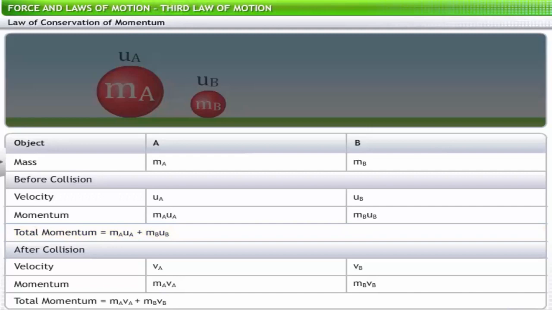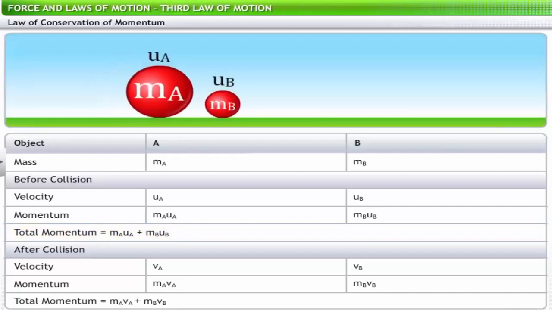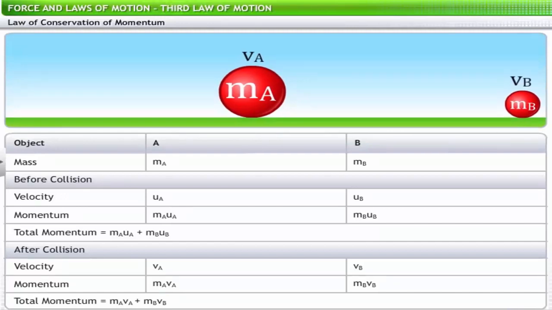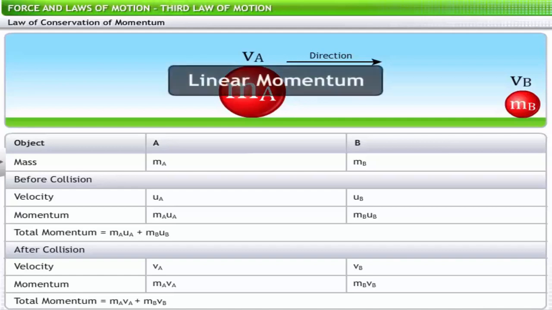Since the spheres are moving at unequal velocities along the same path, they will collide at some point. Let's assume that after collision, both the spheres A and B move with uniform velocities VA and VB respectively, in the same direction as that before collision. As the spheres move along a straight line before and after collision, their momentum is said to be linear momentum.